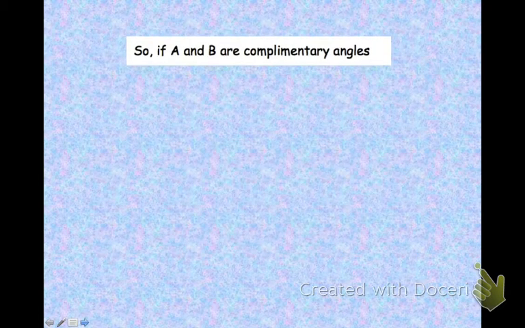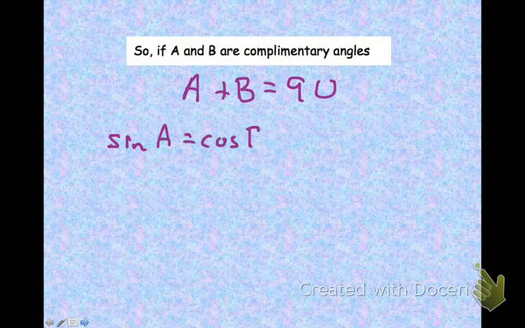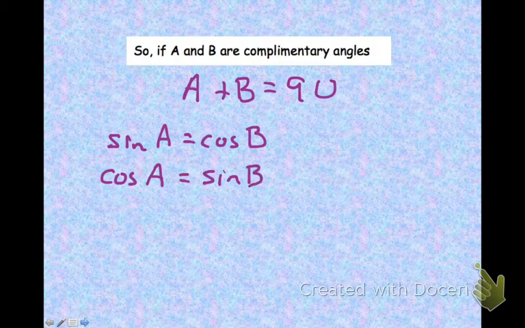So we're going to make a list of things here. So if A and B are complementary angles, so that means if A plus B equals 90 degrees, then the sine of A equals the cosine of B. The cosine of A equals the sine of B. And the tangent of A equals the cotangent of B.